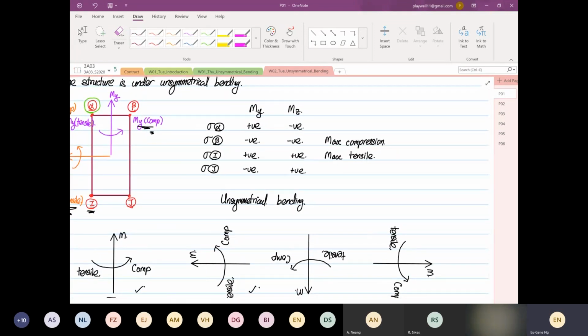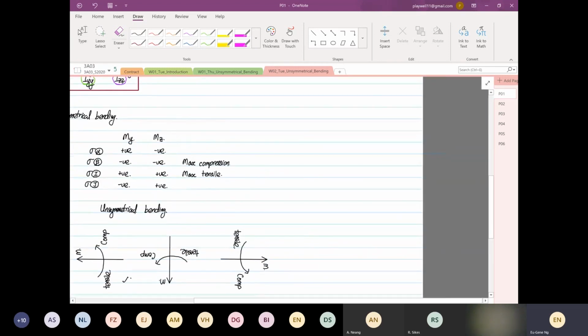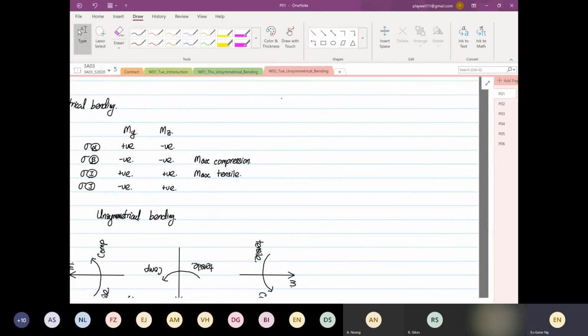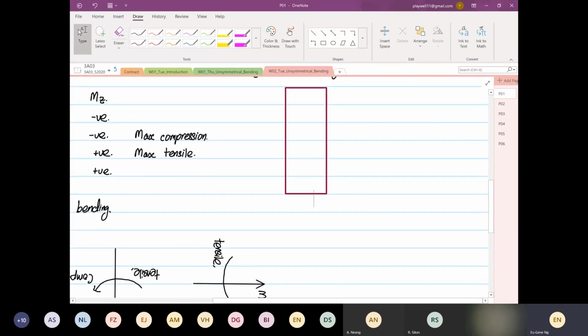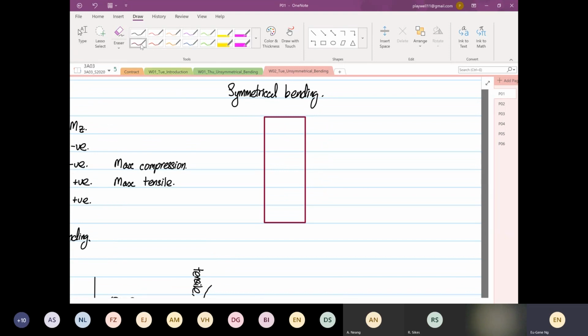Now, if we look at symmetrical bending, I want to bring us back full circle. How to identify symmetrical bending is this. I think you guys already know. In symmetrical bending, you only have a moment vector in one direction. So for this case, our moment is at this, so this is our only moment.